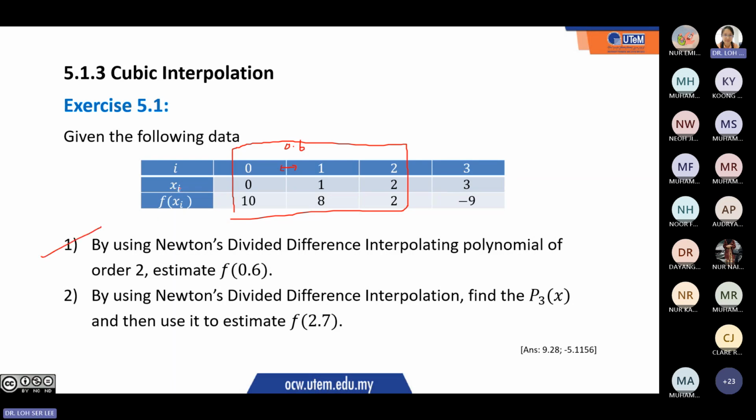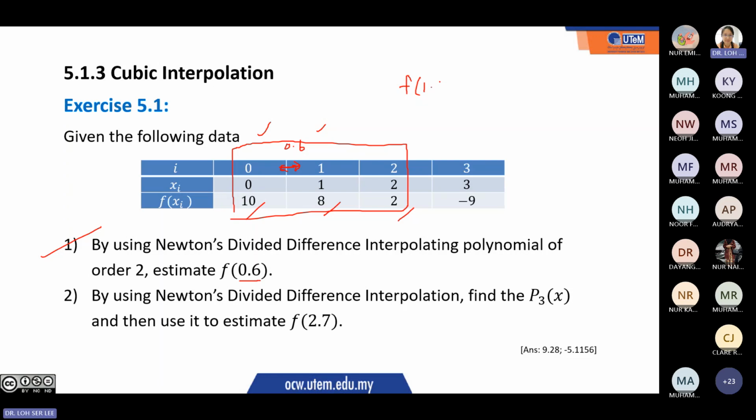I repeat, when we want to choose a number of points from a given set of data, you look at this value, 0.6. 0.6 falls in between these two values, 0 and 1. So we will take 0 and 1. We will take these 2 set of points for sure. And the third point will be this one. We want to use the nearest point.